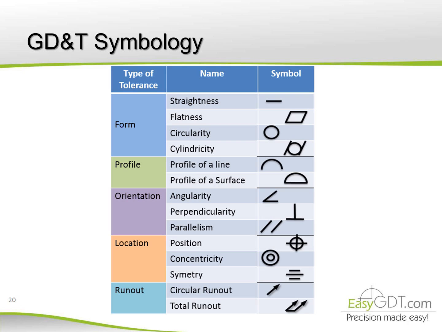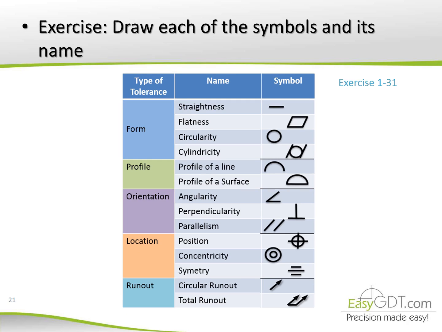Profile, either of a line or a surface. Orientation, we have angularity, perpendicularity, parallelism. We also have tolerances of location: position tolerance, concentricity, symmetry. And finally, we have the circular runout and total runout. Next, copy the table shown in the appropriate format with the name and its symbol.